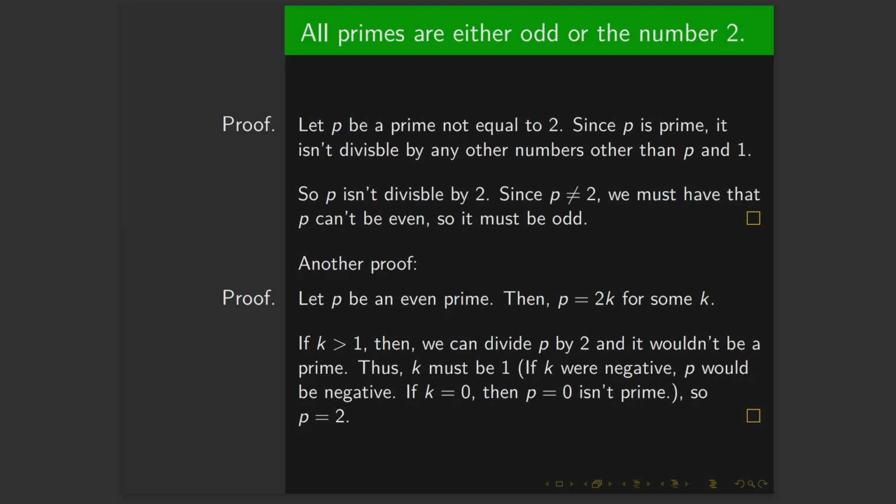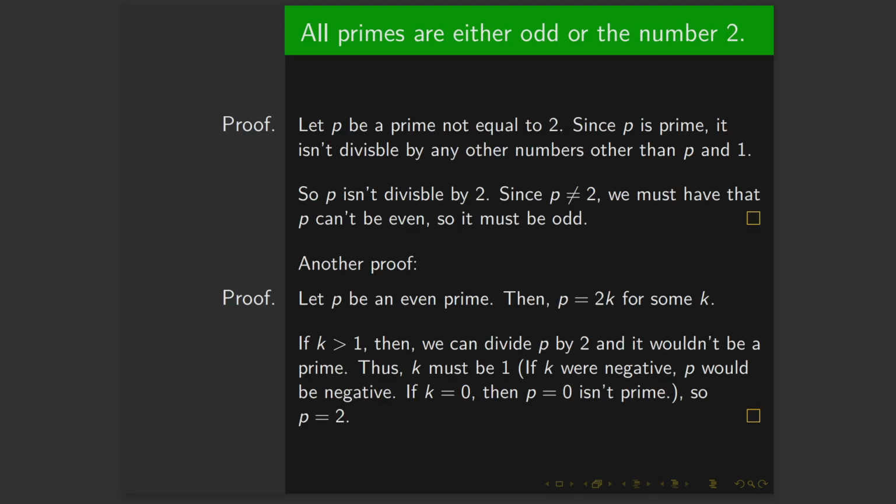Or the other thing we can do is say, okay, all primes are either odd or the number 2. Well, let's say it's not odd. Let's say it's even. Then we'll show that it's the number 2. So let P be an even prime. Then P is equal to 2k for some k. Then, if k is greater than 1, we can divide P by 2 and it wouldn't be a prime. So we must have that k is 1.